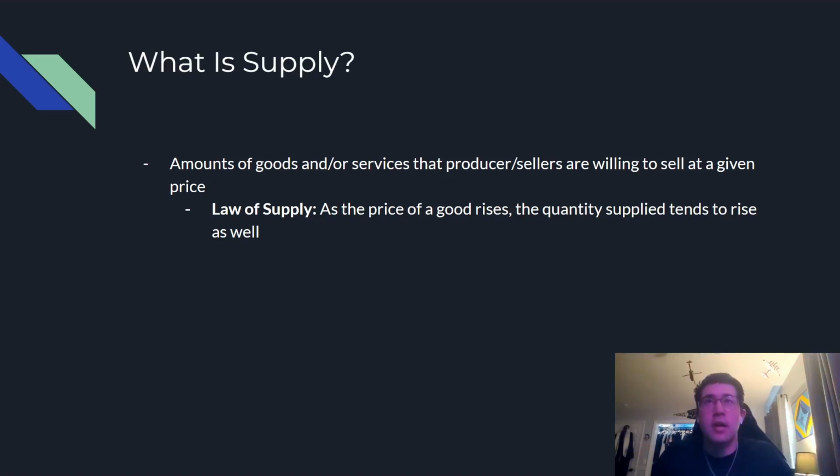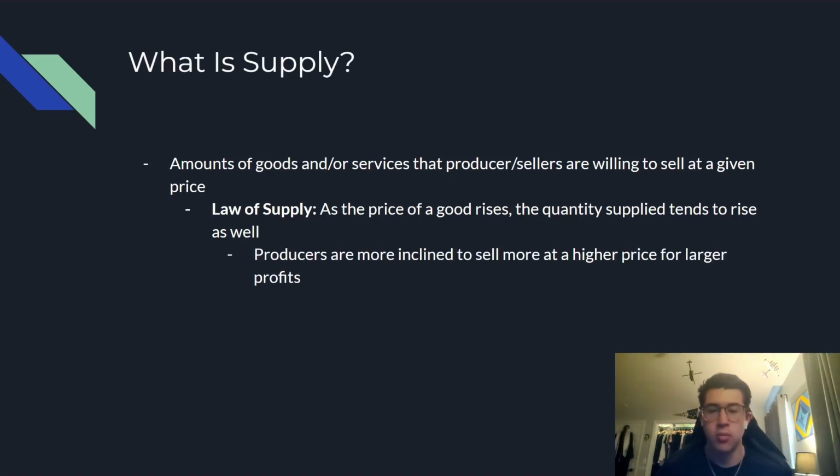Well, you have to think about supply and demand from a company's perspective and from a consumer's perspective, right? So if you're thinking about supply, you're going to be thinking from the company's perspective. If the price of a good rises, are they going to want to make more or less of the good? Well, if the price is high, that means people are going to have to buy it at a high price. What does that mean for the company? More profits, right? So they're more inclined to make and sell more at a higher price because they have a chance of making more profit.